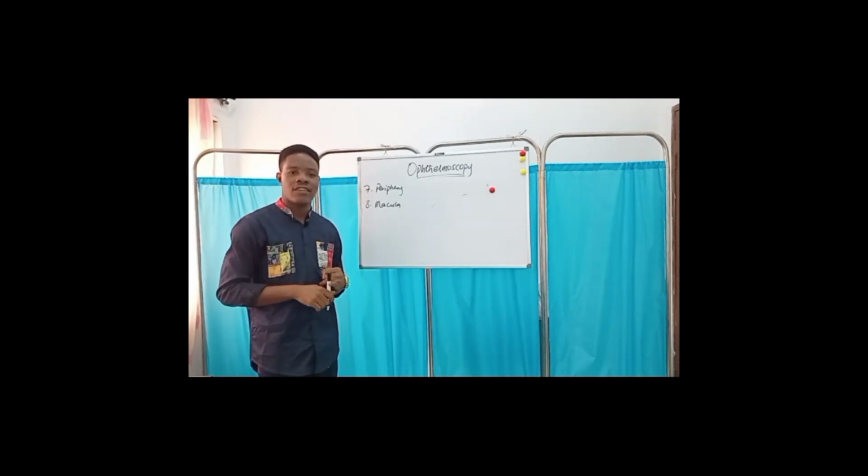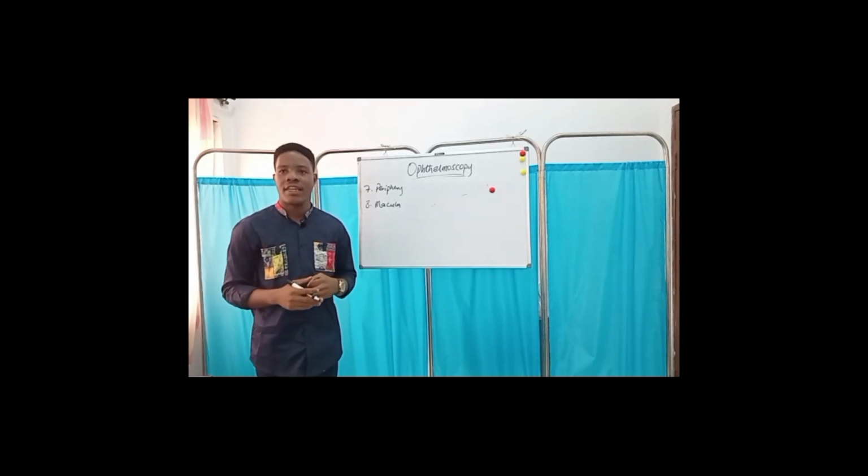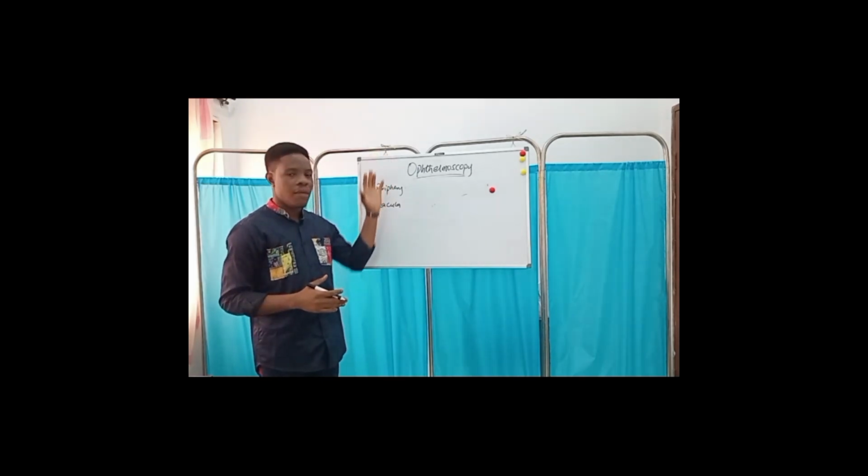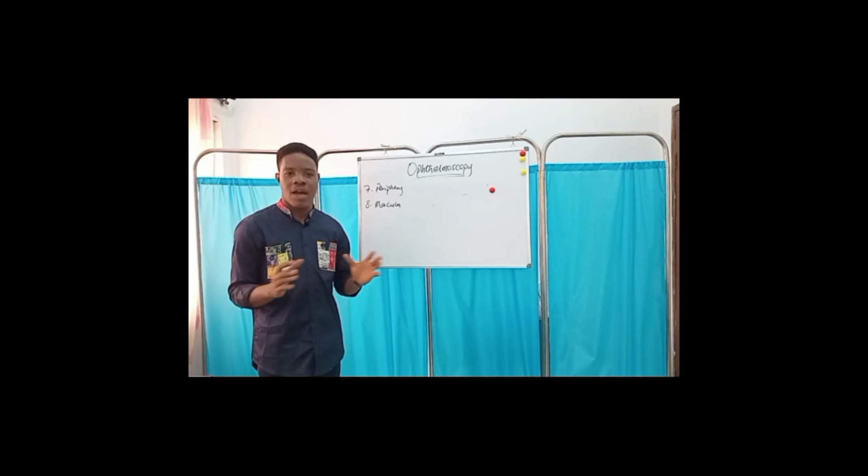Remember, you look at your lens, you look at the vitreous. After the vitreous, you examine the optic nerve head. After that, you examine the blood vessels. After the blood vessels, you look at the fundus. After the fundus, you look at the periphery, and then finally, the macula.